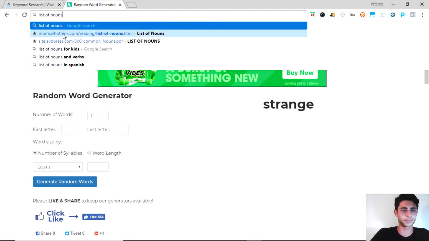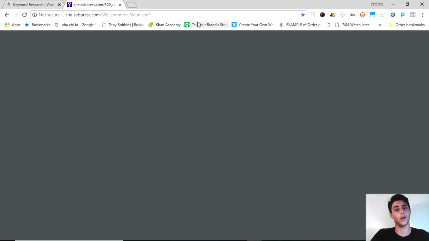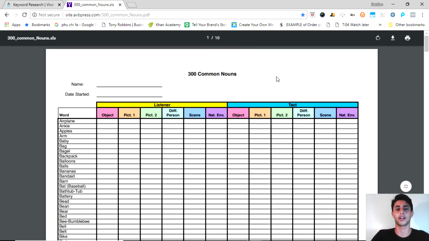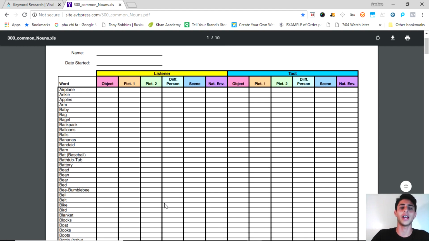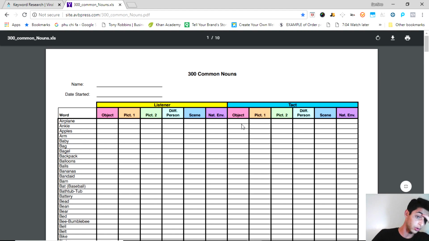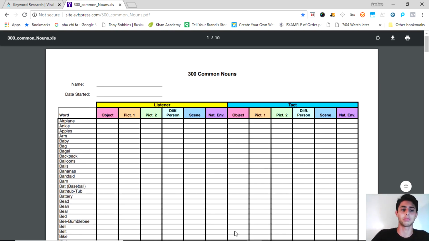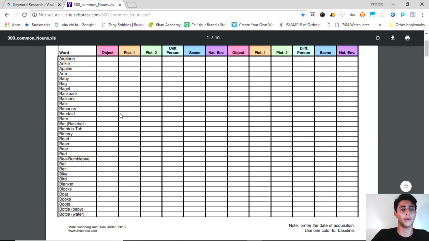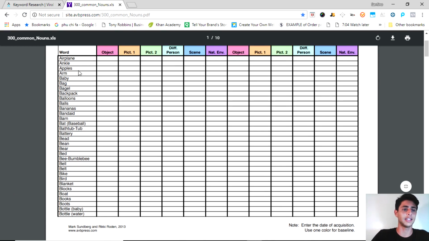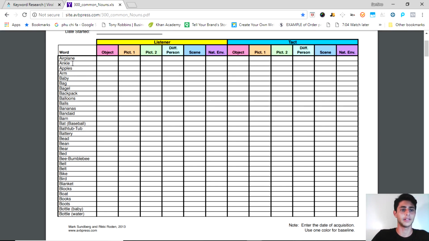And I also have my handy dandy list of nouns, and it's a PDF that I found a while back. So we can use this for product research as well. We're just going to go ahead and use my list of nouns for this example. The first thing that we want to do is just grab a keyword from this list and begin doing product research. I would just grab the first keyword that I see. Let's go ahead and try with the letter A.